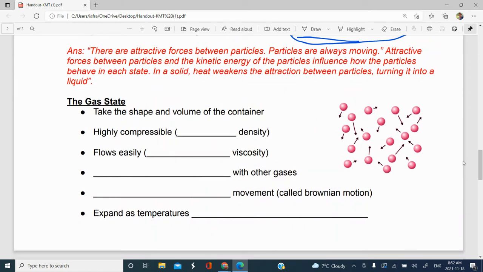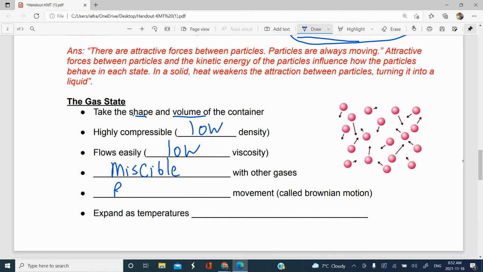So the focus of this video was looking at the gases and their properties, and we saw that they take the shape and volume of their container, that they're highly compressible because they have low densities, that they flow very easily. In other words, they have very low viscosity. We saw that they mix very easily with other gases because there's so much space between them. They're miscible with other gases.